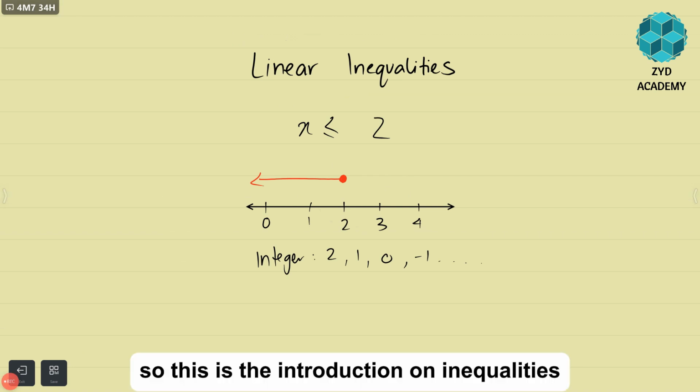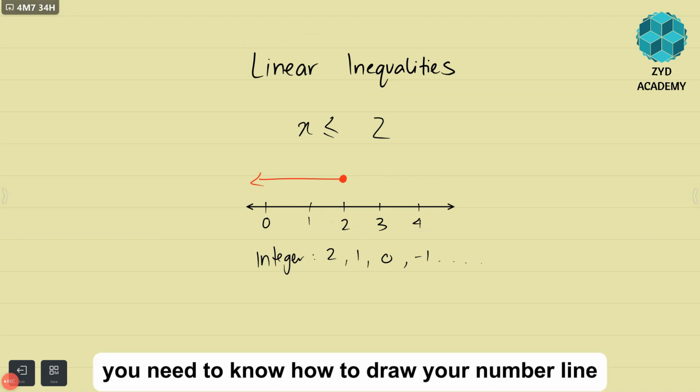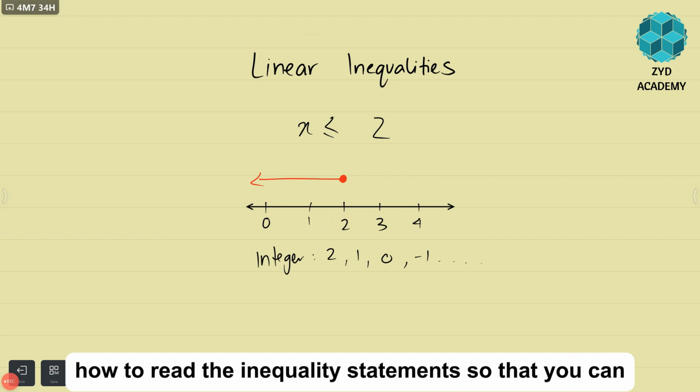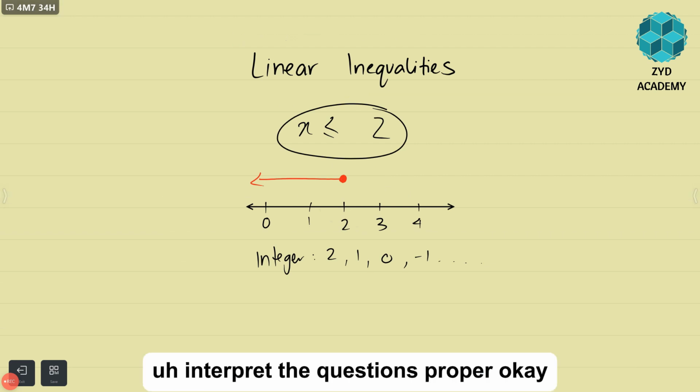So this is the introduction to inequalities. You need to know how to draw the number line and how to read the inequality statements so that you can interpret the questions properly.